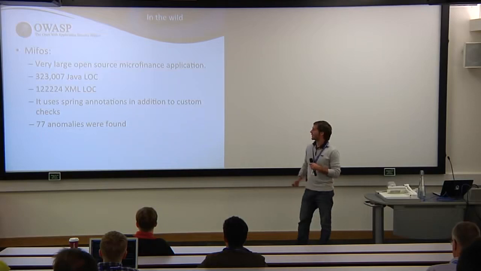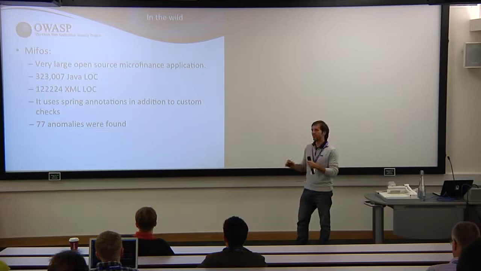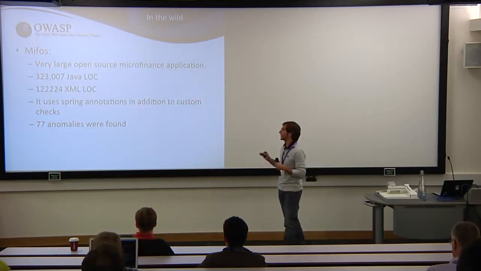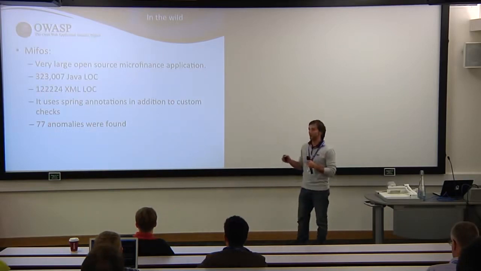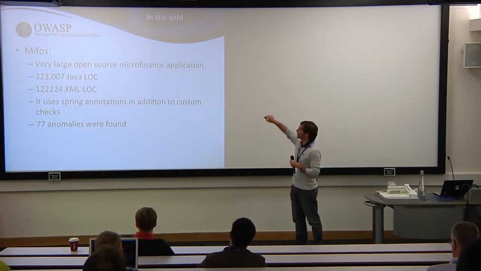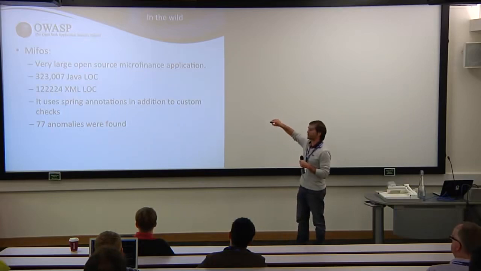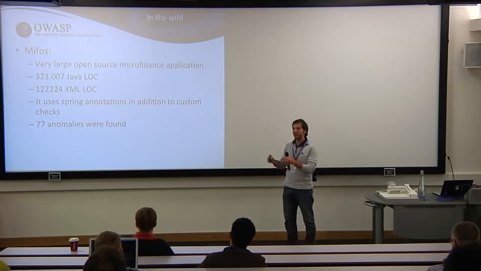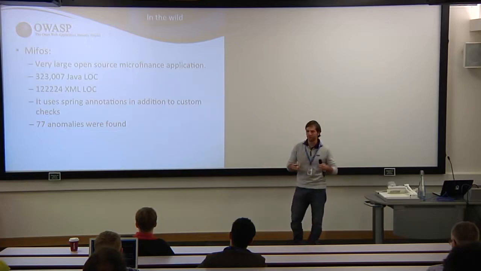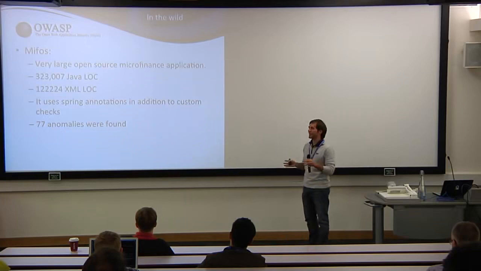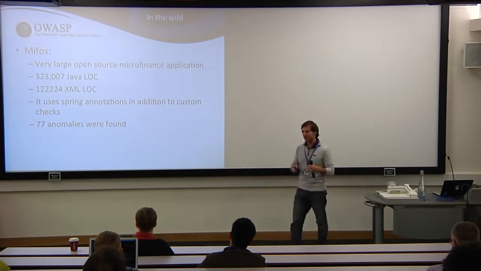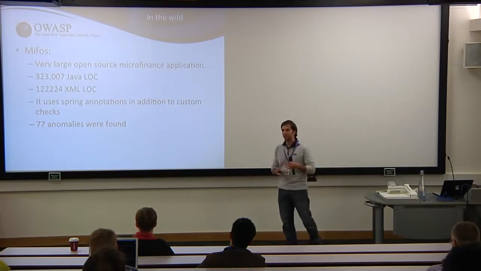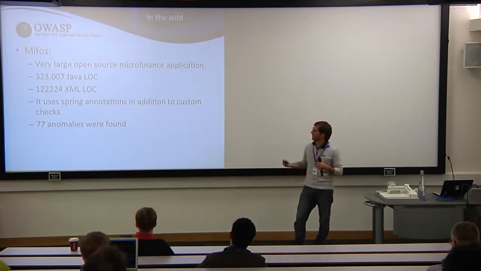100,000 lines of XML. It's a pretty big application, and it uses both Spring Security annotations and some custom checks. We identified 77 anomalies in the application, and some of them are false positives because we are not checking for custom checks right now. By custom check, I mean they created their own has role, has privilege, or has permission methods, and they have their own library that is not Spring Security, it's not Apache Shiro. So we still have to provide the tool with a way to take this information.